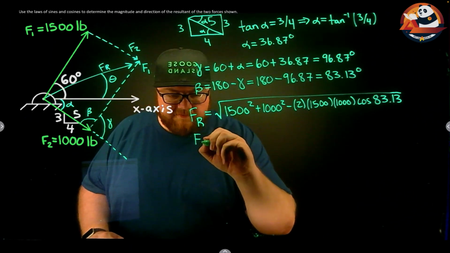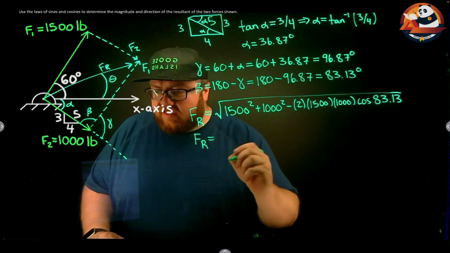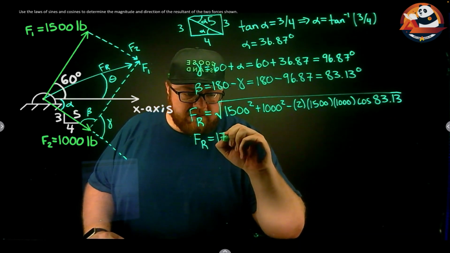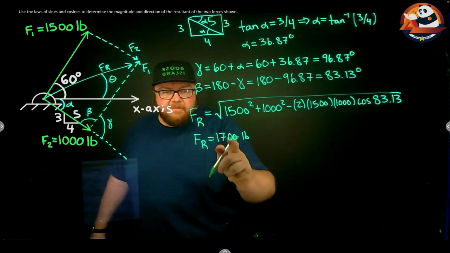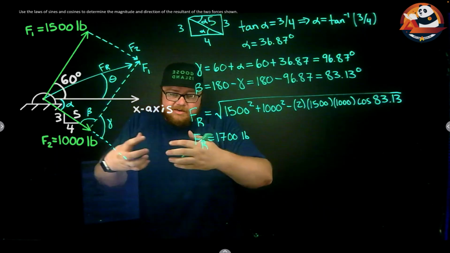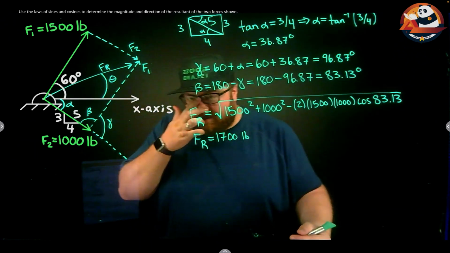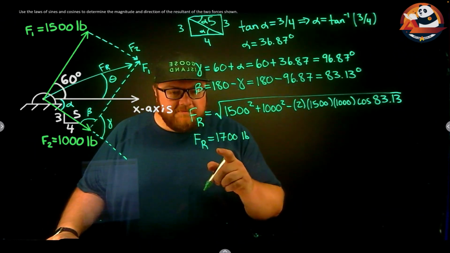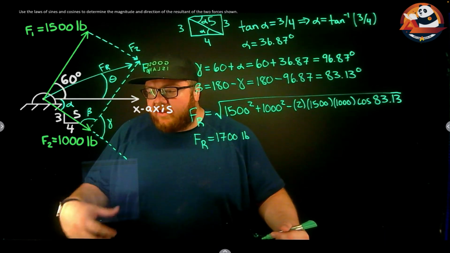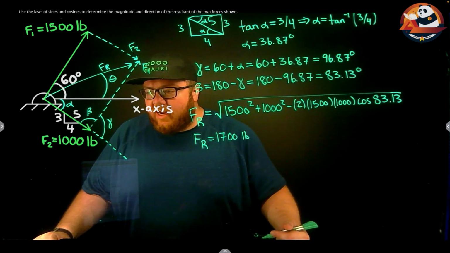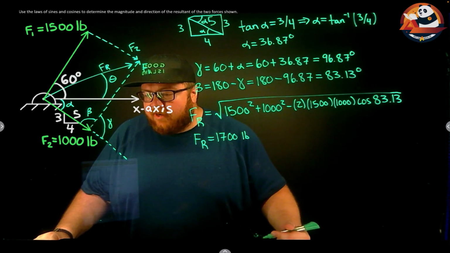FR is 1,700 pounds. So I have my magnitude, I need direction, and again, I'll pull them into one answer statement at the end of that. So let's go ahead and try to tackle that. So I have FR. I can use that with my law of sines. Let's label another angle in here. We can call this phi.